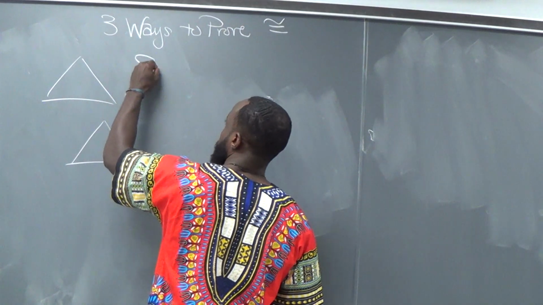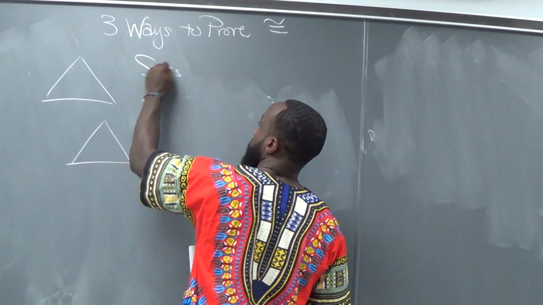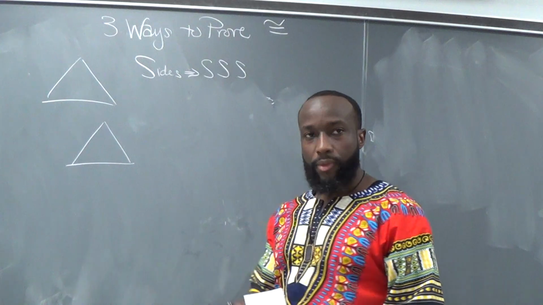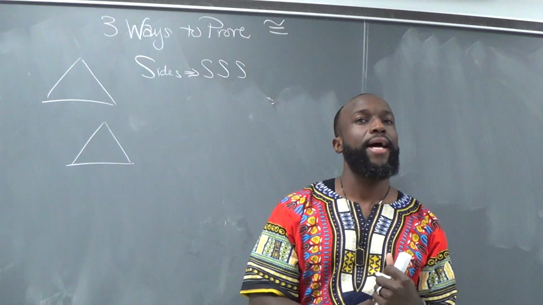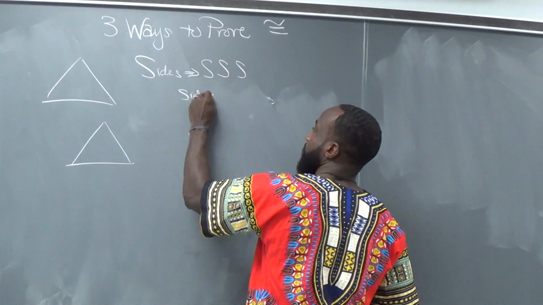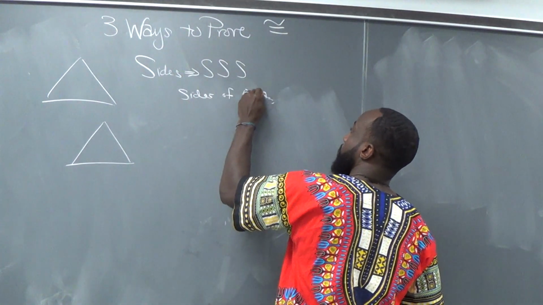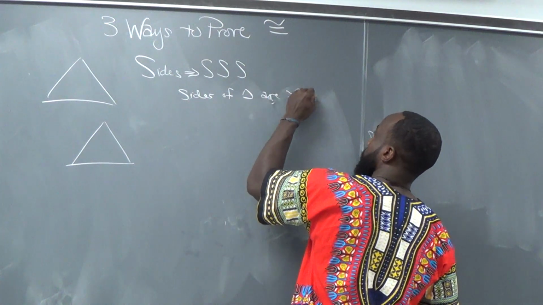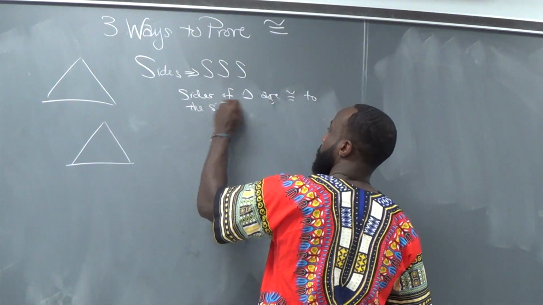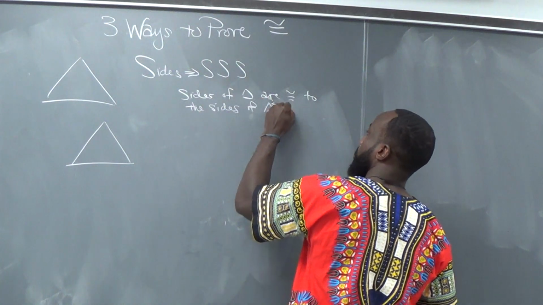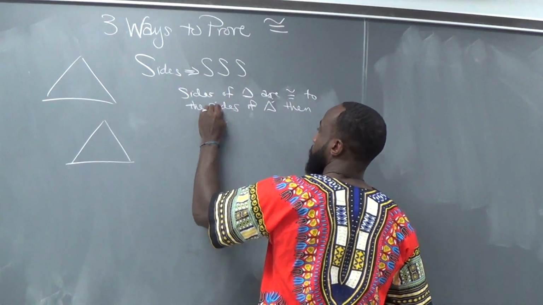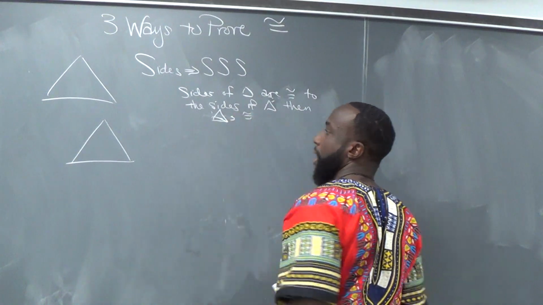The first way is by sides, and the acronym that we use is SSS. SSS means side, side, side. It means that when the sides of a triangle are congruent to the sides of another triangle, then the triangles are congruent.